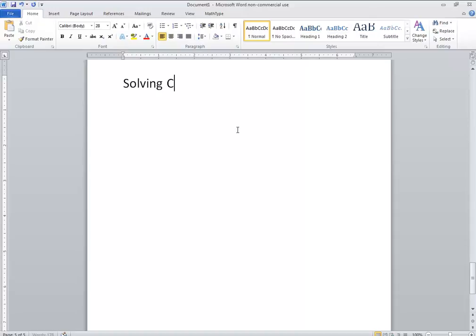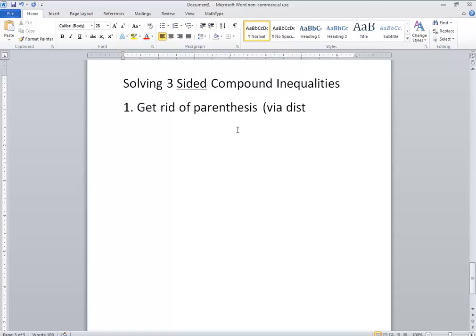So, solving three-sided compound inequalities. Now, our first step is to get rid of parentheses, and we do this via the distributive property. Our second step is to get rid of fractions, and we multiply by the LCM of all the denominators.